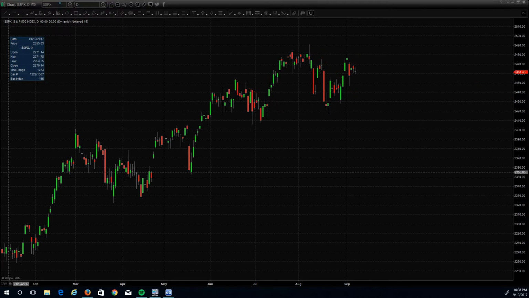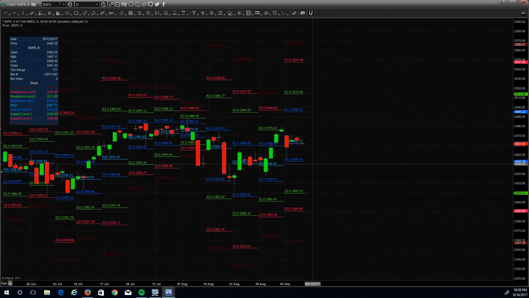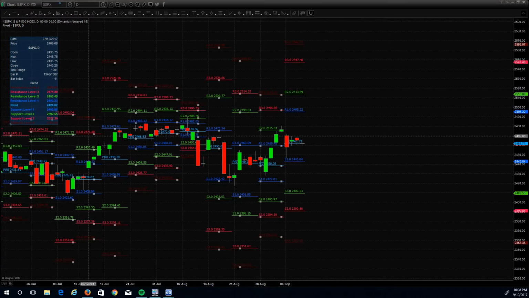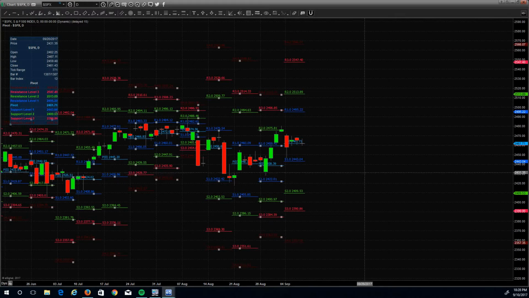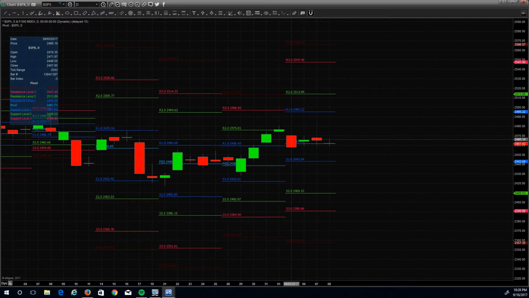Let's go here. Let's look at the pivots. So this is a daily chart. So we're looking at the weekly pivots right over here. So look at that. Prices are hovering right at the neutral pivot level of 2461. That's where the current market is right now.